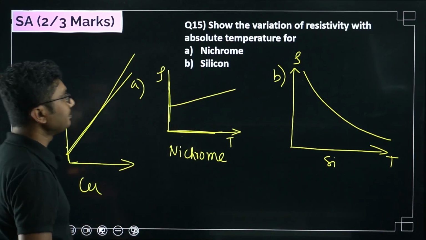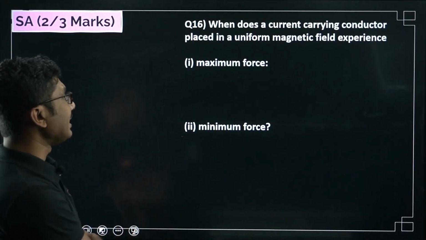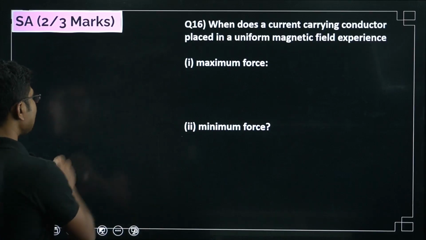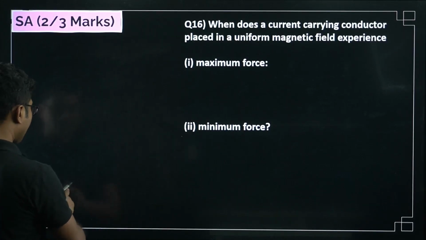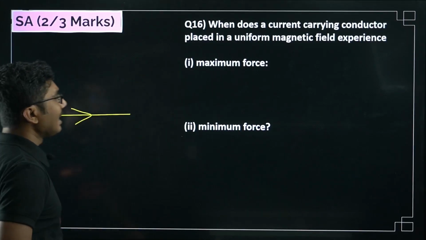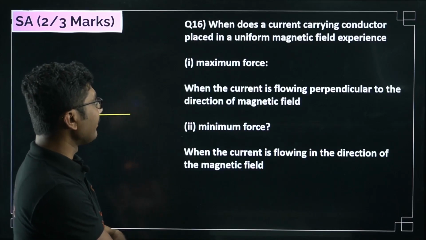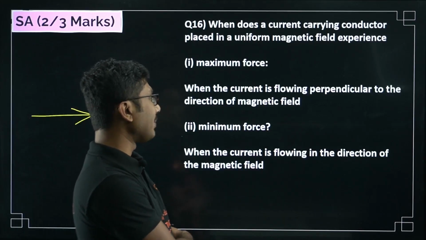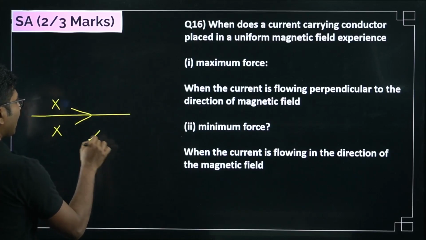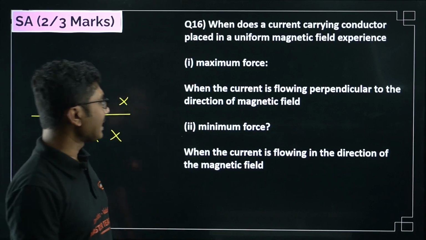Now next question. When does a current carrying conductor placed in a uniform magnetic field experience a maximum force? You have a current carrying conductor, you place it in a magnetic field, it will experience a force. When will it be maximum? Maximum will be when the current flowing is perpendicular to the direction of the magnetic field. So if current is perpendicular to the direction of magnetic field, then the force is maximum.